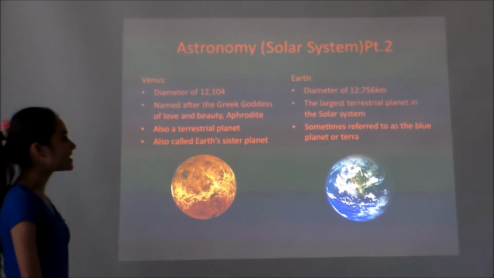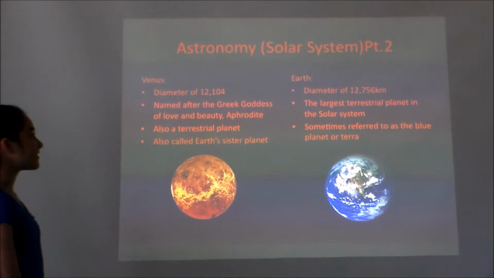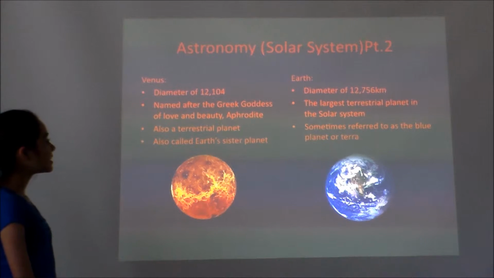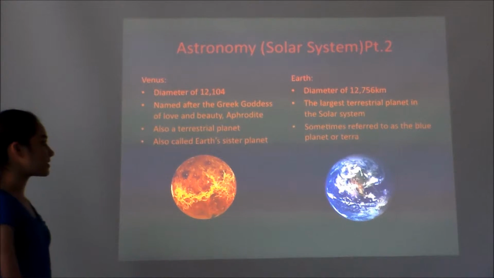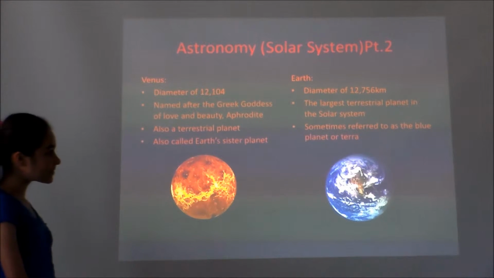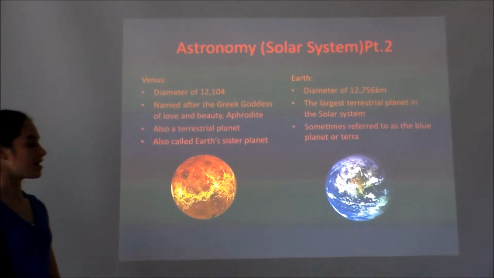Next is Earth. It has a diameter of 12,756 kilometers. It is the largest terrestrial planet in the solar system, and is sometimes referred to as the blue planet or Terra.